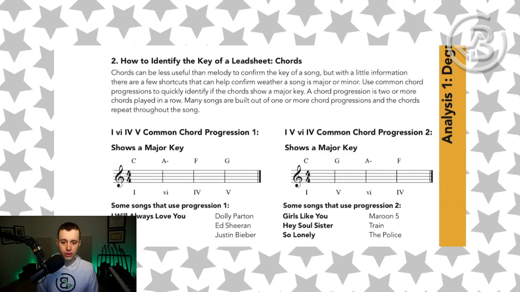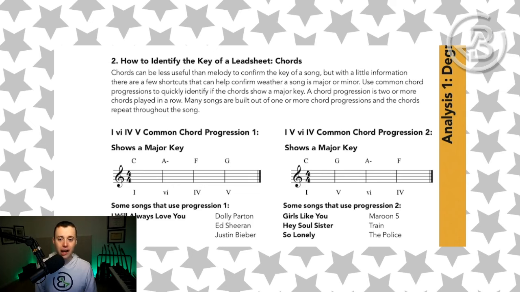The second thing to do is to look at the chords of the piece of music. Now, the chords are not always going to tell you whether a piece of music is in the major or the relative minor key, but there are some useful tips you can take from looking at the chords that will help you make the decision. Chords can be less useful than melody, which we'll get to in the next lesson, to confirm the key of a song. But with a little information, there are a few shortcuts that can help confirm whether a song is a major or minor key.